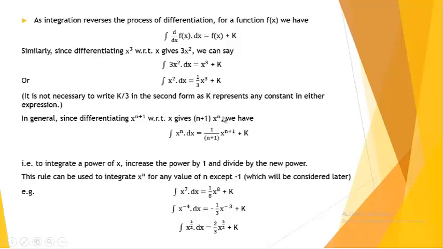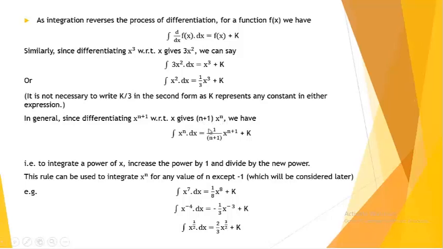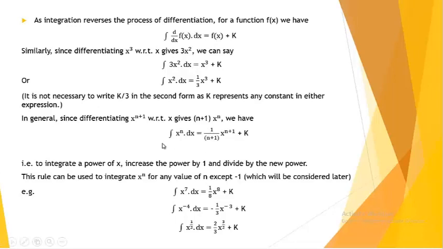So we have found the reverse process of integrating (n+1)x^n, where we have divided both sides by n+1. So the n+1 on this side would go to the other side as a denominator. So that is the general term for an integral of x^n with respect to x. That is, to integrate a power of x, increase the power by 1 and divide by the new power.